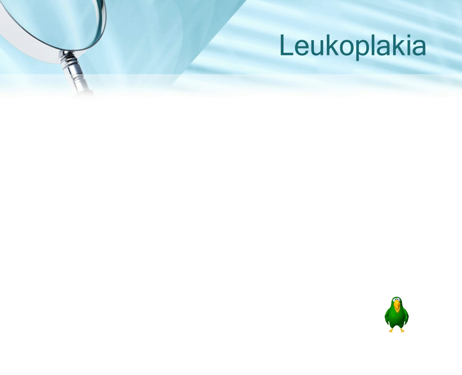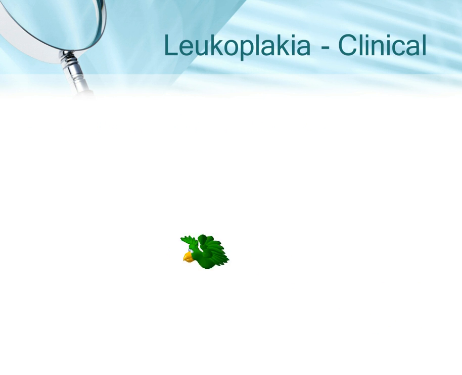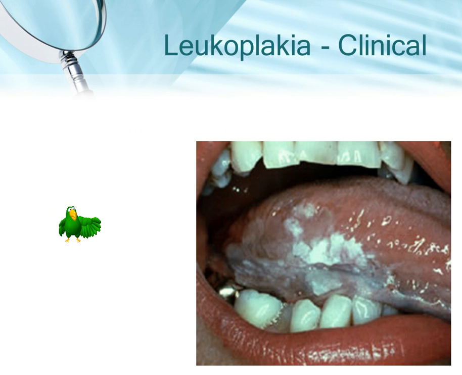We use the term Leukoplakia to identify a lesion that's white in color. We then try to figure out what the lesion actually is and give it a name or diagnosis. So, let's take a look at a clinical image of a leukoplakic lesion. Here we see a nice white lesion. Yep, it's a leukoplakic lesion. We would want to ask the patient additional questions to help determine why it is there, as well as what it is or could be.